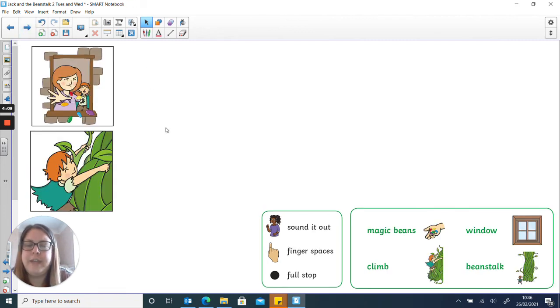Okay, so let's have a look at the next two pictures then. So our words have changed to these ones. So we've got magic beans, climb, window, and beanstalk, because these are probably key words that you will use for these two pictures. So we've got where Mum throws the magic beans out of the window and Jack climbs the beanstalk. I'm sure you can write better sentences than what I've just said though. Remember, capital letters at the beginning, finger spaces between words, Fred talk your words, full stop at the end, and neat handwriting. Write your sentences for these next two pictures. Off you go.